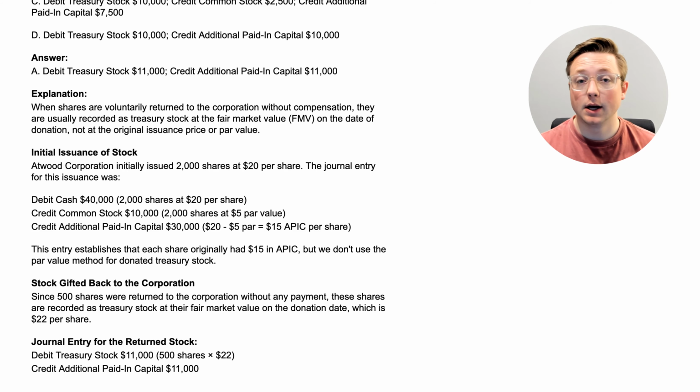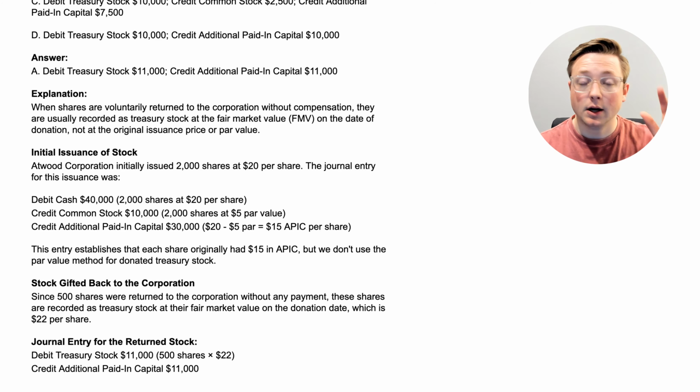So let's walk through this. When shares are voluntarily returned to the corporation without compensation, so the corporation didn't have to buy it back, they are usually recorded as treasury stock at the fair market value on the date of donation, not at the original issuance price or the par value. Now, I think I've seen somewhere that there are sometimes situations where this isn't the case, but as far as the CPA exam goes, it looks like most of the time or all the time you're dealing with donated shares or shares that are given back, it's recorded at its fair market value as of the date of the donation.